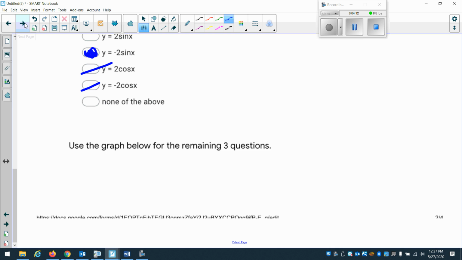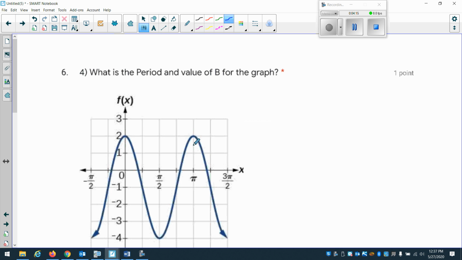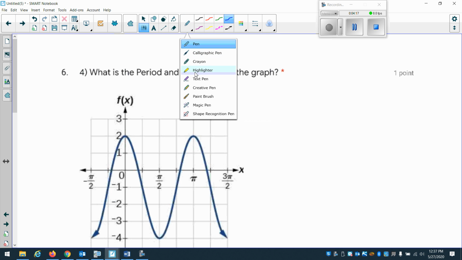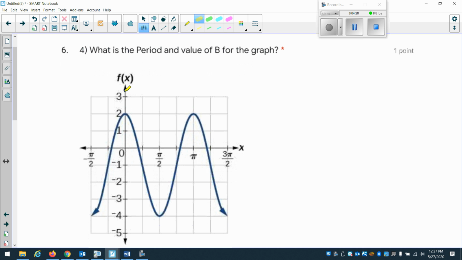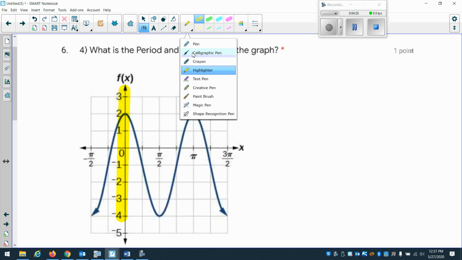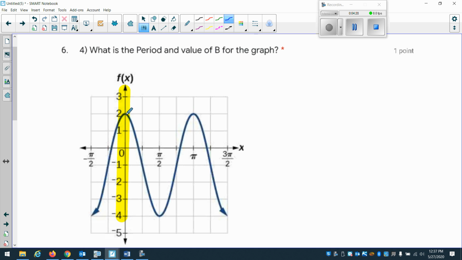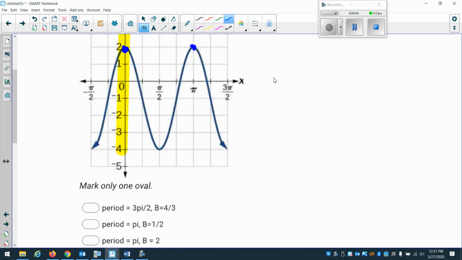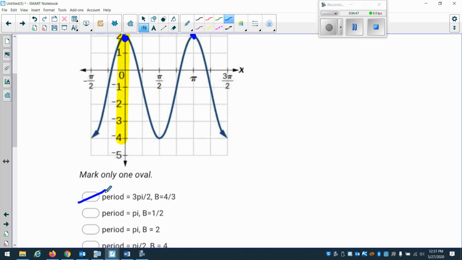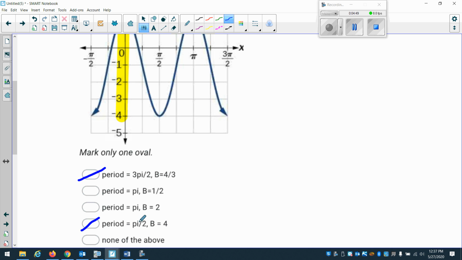Now, this next question, you're using the graph for the remaining 3 questions. So again, we highlight the y-axis and, okay, where are we starting? Well, here we're starting at the maximum, okay? So this must be a cosine graph, okay? And we have to see where it ends, okay? So 1 period is pi units. So what is the period and value of b for the graph? The period is pi, so we can eliminate this one and this one.